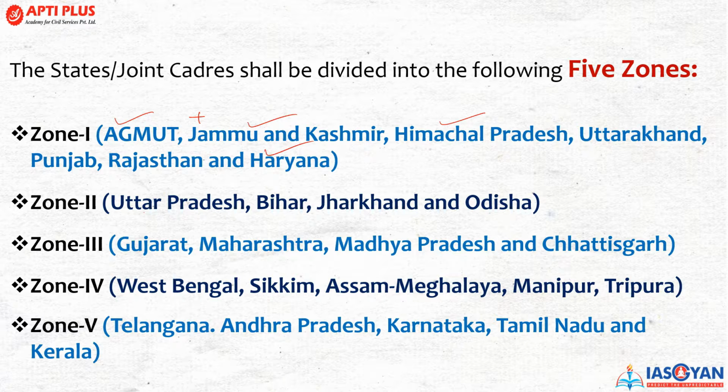Zone 2 comprises Uttar Pradesh, Bihar, Jharkhand and Odisha. Then we have zone 3, which has the states of Gujarat, Maharashtra, Madhya Pradesh and Chhattisgarh. Zone 4 comprises West Bengal, Sikkim, Assam, Meghalaya, this is a joint cadre, Manipur and Tripura. Now the last zone is Telangana, right, followed by Andhra Pradesh, Karnataka, Tamil Nadu and Kerala. So these are the 5 zones and you have to select each state from each zone.